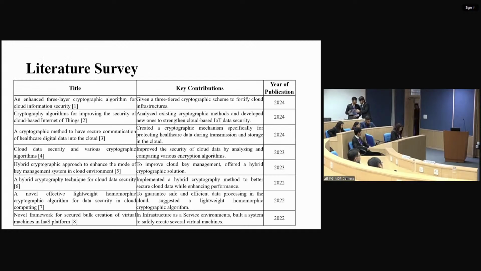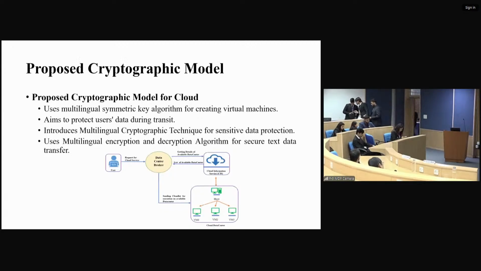This is the literature survey, which explores some literature on our security part. Then here is a cryptographic model proposed by us, which uses a multilingual symmetric key algorithm to protect data in transit. As in the picture, we see the user interacting with the data center for getting the virtual machines. It provides the different information to generate the virtual machine in the cloud simulator. This information, which it transfers to the cloud data center broker, is encrypted using this multilingual cryptographic key, so that secure transmission of the information can be done between these two.